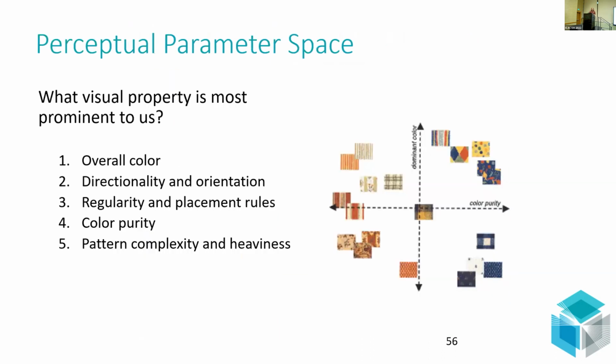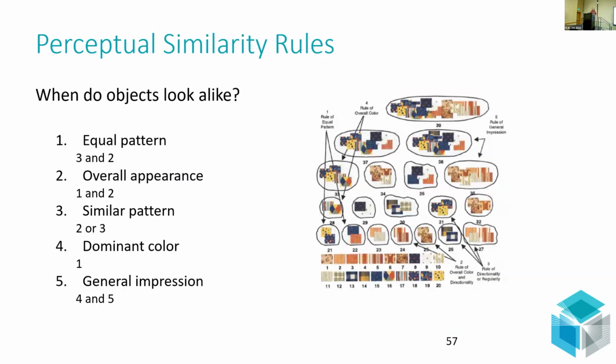And in this article, we found this perceptual color space. The most visually prominent property we found was the overall color, then the direction and orientation of the patterns, then the regularity of the placement rules, then the purity of the colors, and the weakest property, the pattern complexity and how heavy the pattern is. This is what you see if you have a single pattern: what is most prominent to you, what is most impressive.